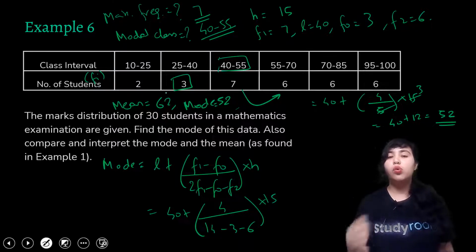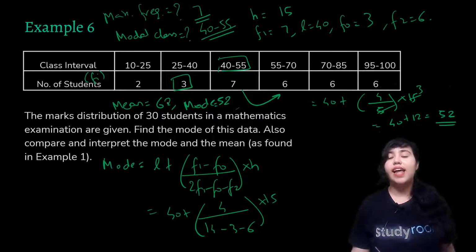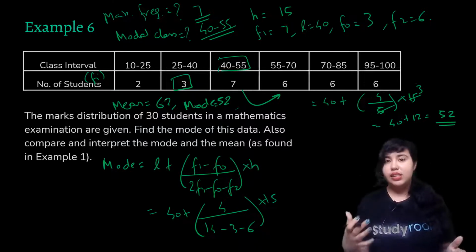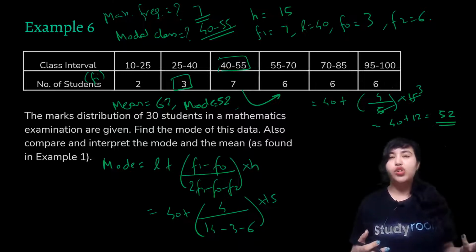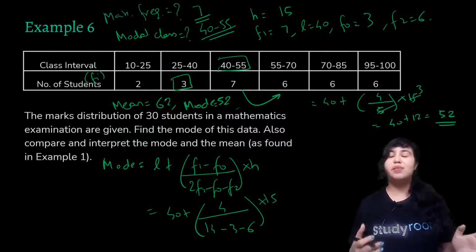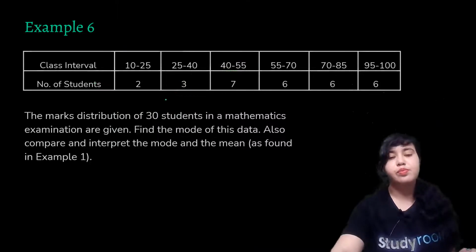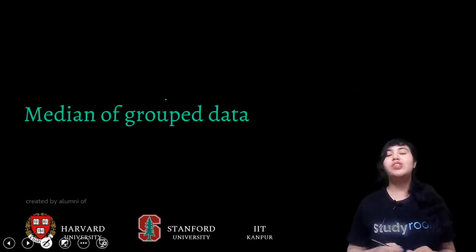So maximum students scored around 50 marks and the average marks of the class were 62. Here the mode turned out to be lesser than the mean, but it's not necessary. Mode can be greater than the mean, equal to the mean, or less than the mean. It just depends on your question. If you've understood mode and mean, we now move on to median of grouped data.